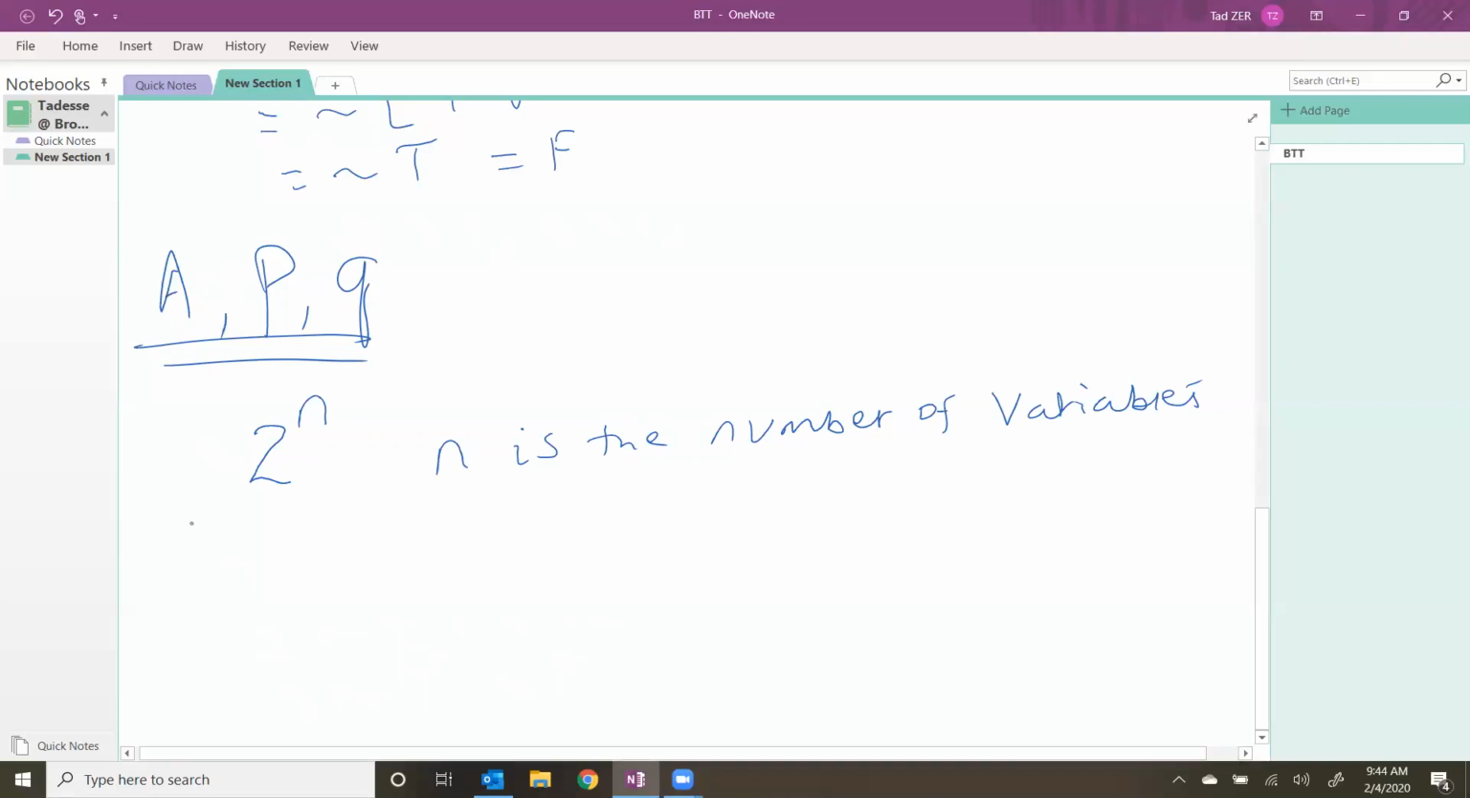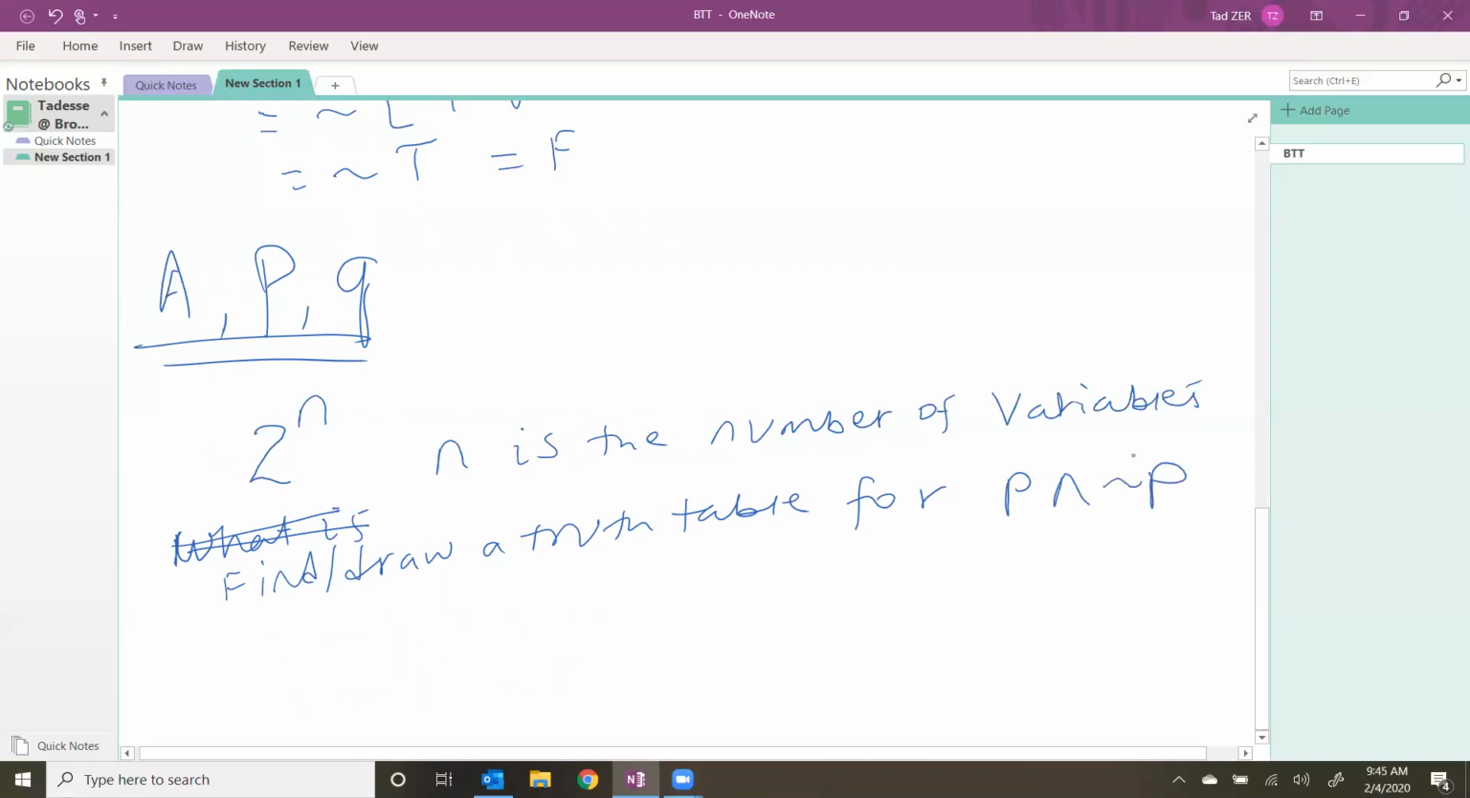So for example, if I want to do a truth table only for one proposition, let's say I want to draw or find a truth table for P and negation of P.